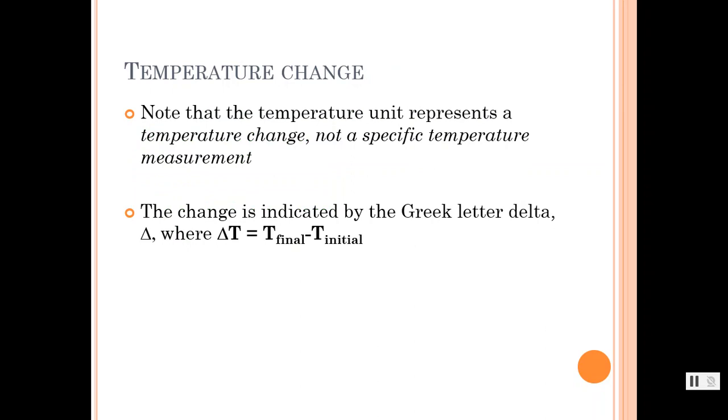One more note about the Q equals mc delta T equation before we start talking about some examples. We said that the delta T portion of the equation means change in temperature. So when you calculate the change in temperature for a substance, you always want to do the final temperature minus the initial temperature.